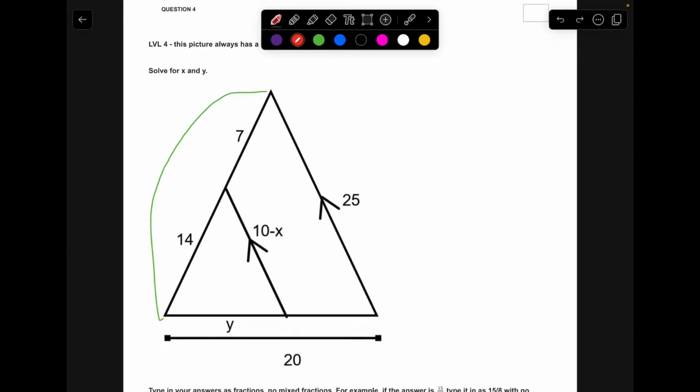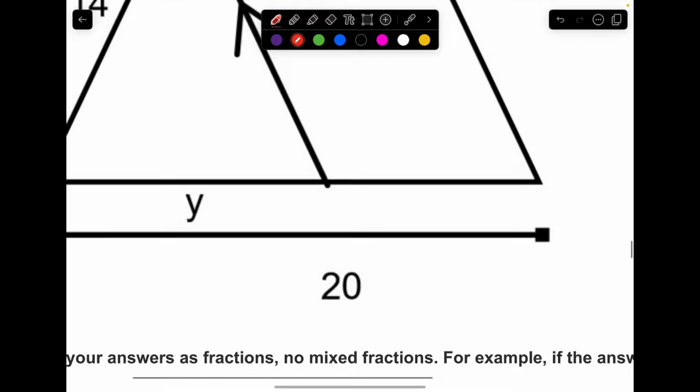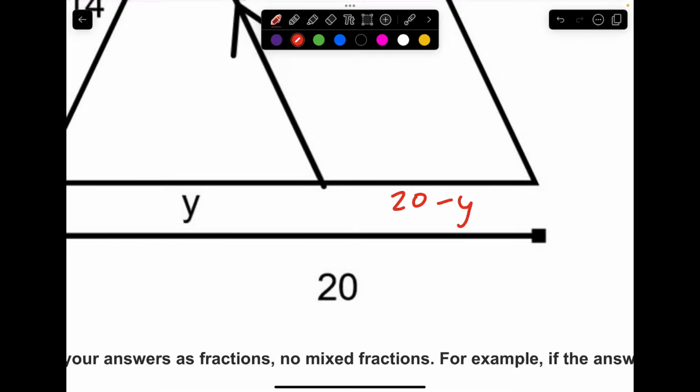First, let's set it up as 14 over y, top over bottom, equals 7. If this whole side is 20, we could call this 20 minus y. We've gone over this before. Let's go over it again. Like if this was 6, wouldn't you do 20 minus 6 and call that 14? It's not 6, though. It's y.